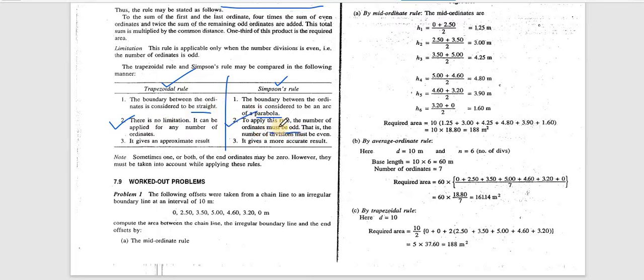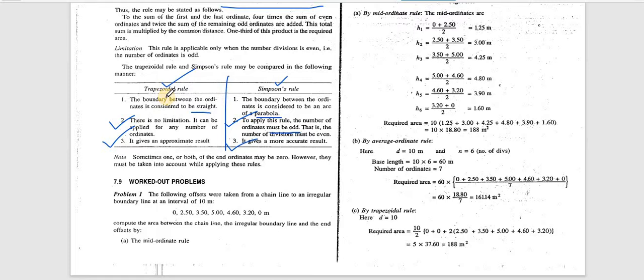So there is a condition in Simpson rule that whenever you want to apply it, you must take care that the number of ordinates is odd. If it is odd, only then can you apply Simpson rule. The trapezoidal rule will give you an approximate result, and Simpson rule will give you the accurate result. So this comparison is very important.